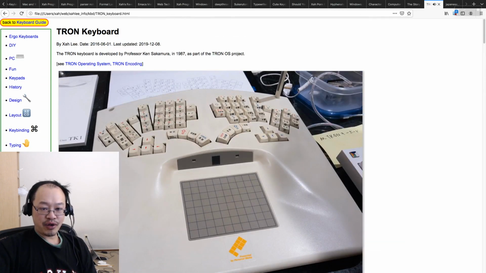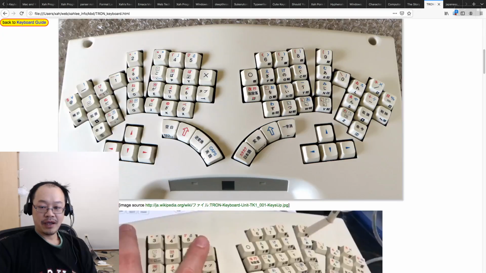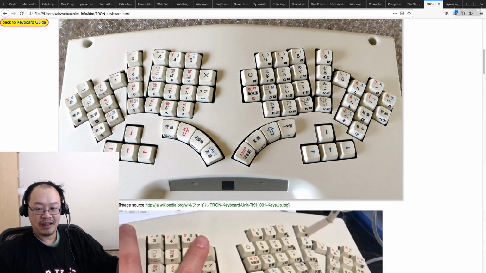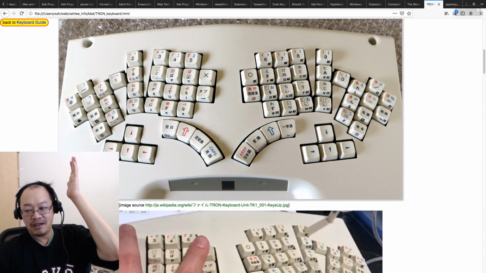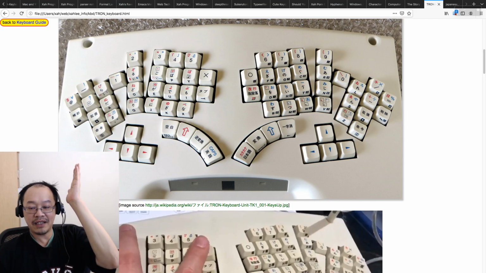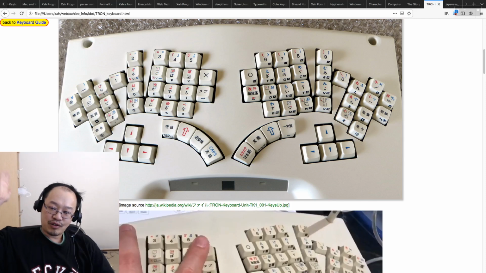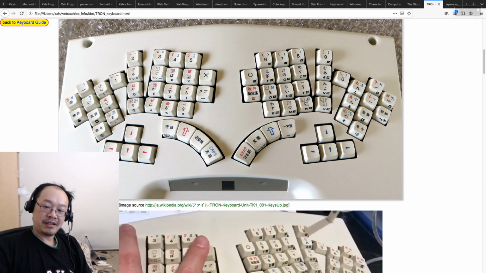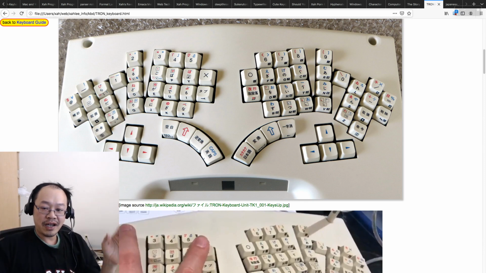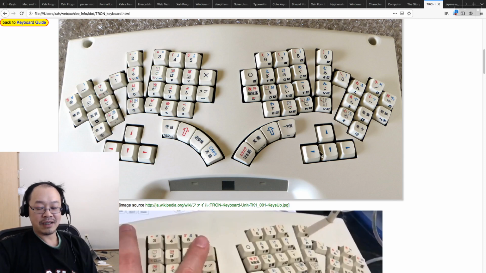So remember, Tron came out in 1987. Now remember, the thumb shift came out in 1980. Then the M system, M type, came out in 1983. Then Tron, 1987. All of them are quite different, but all of them are designed to be efficient for the Japanese input system.